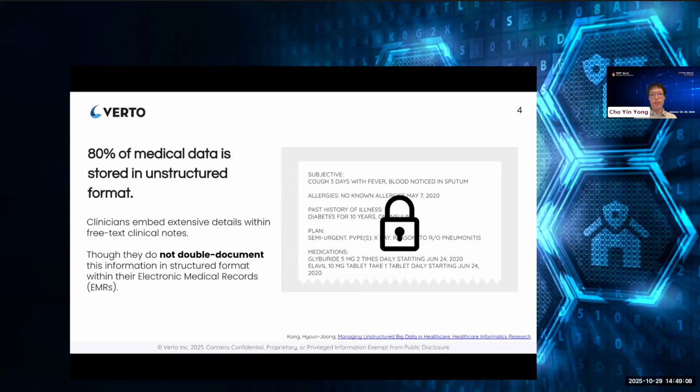And there are efforts, obviously, for clinics to tell their doctors, please just document it properly in the right place in the EMR, but they often don't double document. In fact, with one of the clinics that we worked with, only 4% of clinicians choose to double document the information in their relevant structured fields in their EMR. The reason they don't is because they want to spend most of their time providing patient care and not becoming data entry clerks.